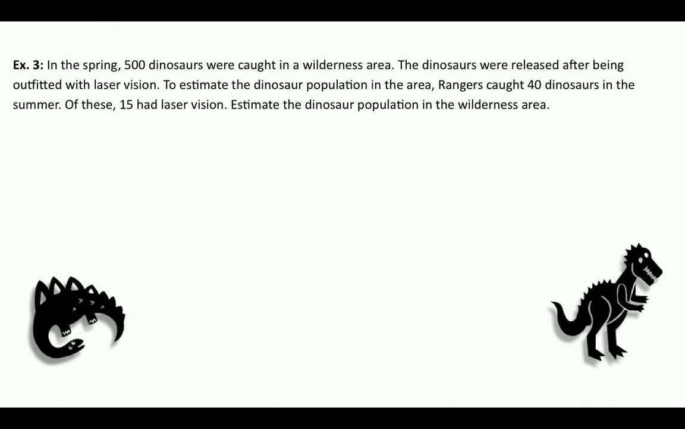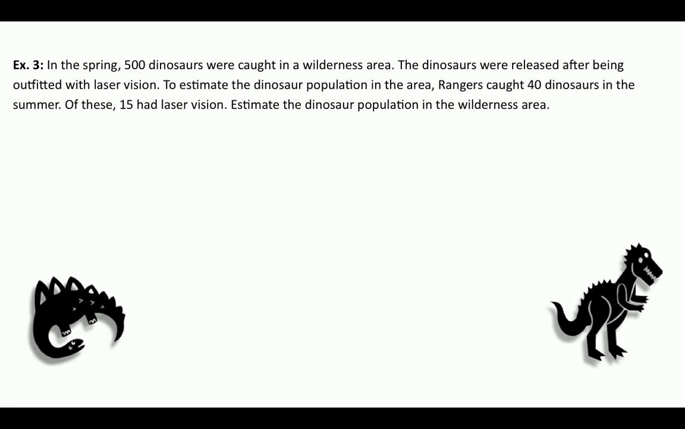All right, so in the spring, 500 dinosaurs were caught in a wilderness area. The dinosaurs were released after being outfitted with laser vision. It's important that they have that in the wild. To estimate the dinosaur population in the area, rangers caught 40 dinosaurs in the summer. Of them, 15 had laser vision. Estimate the total population.